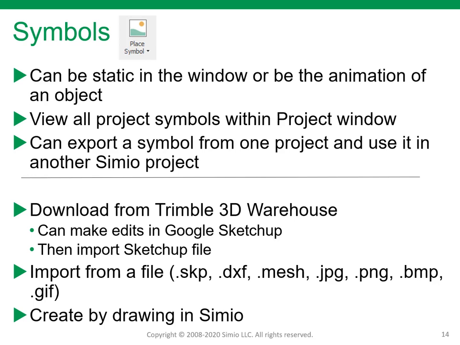Simio has a set of default symbols, or a symbol library, which we'll see in just a second. We can also export a symbol from one project and use it within another Simio project. So if you have a custom symbol that you want to use across multiple models, we can do that. We can also download symbols from Trimble 3D Warehouse. Again, we're going to demonstrate that here in just a second. And we can import files from various formats. We can also create symbols by actually drawing them in Simio itself.